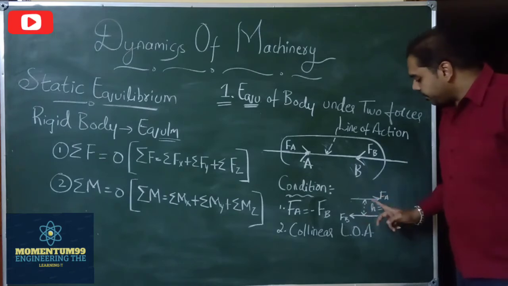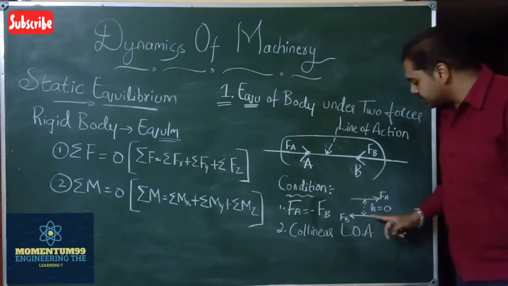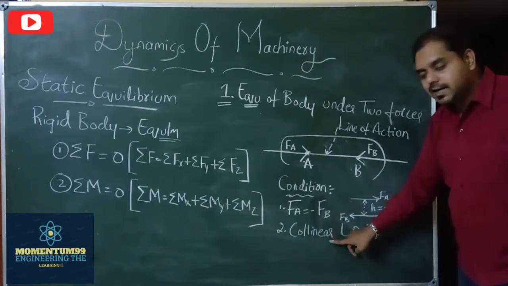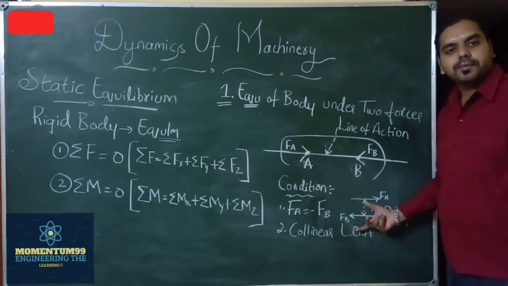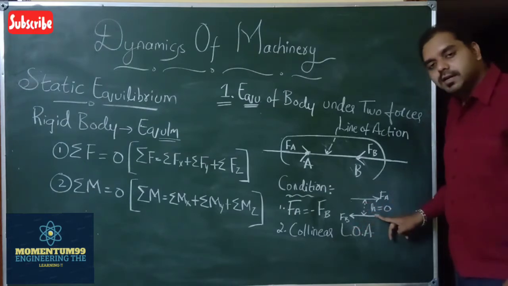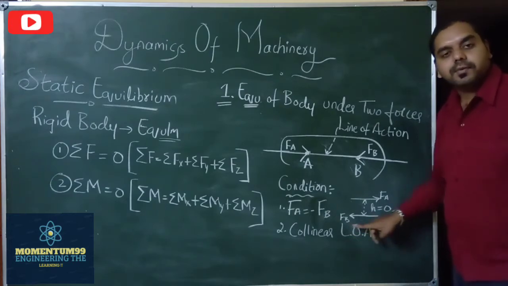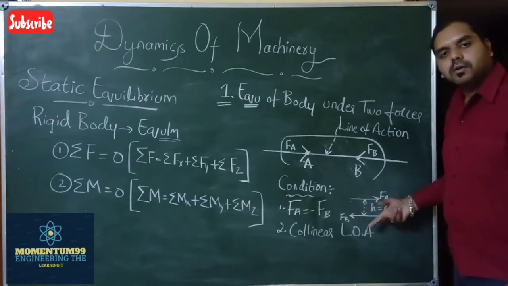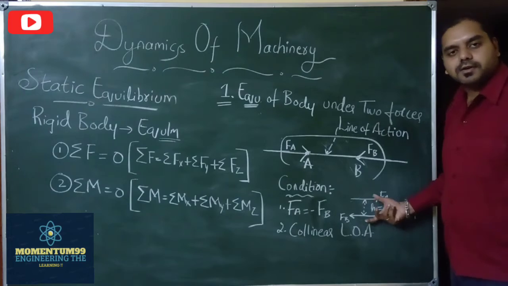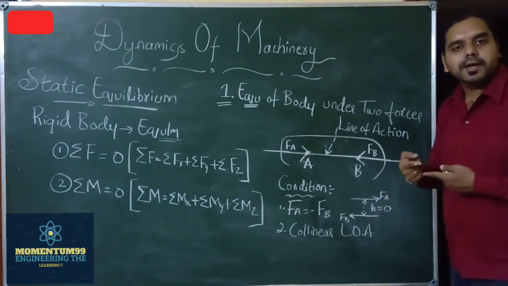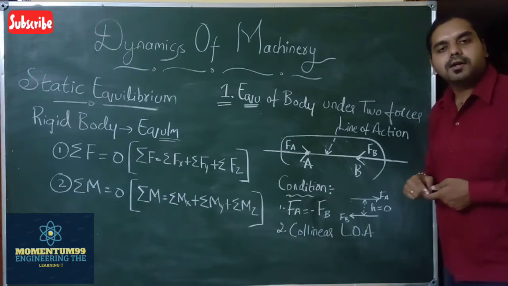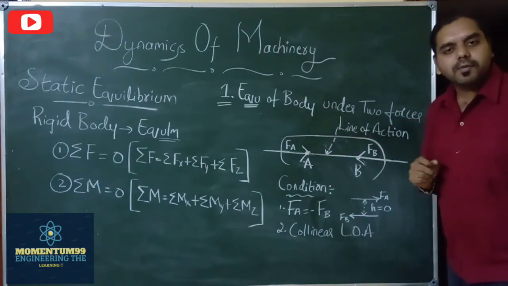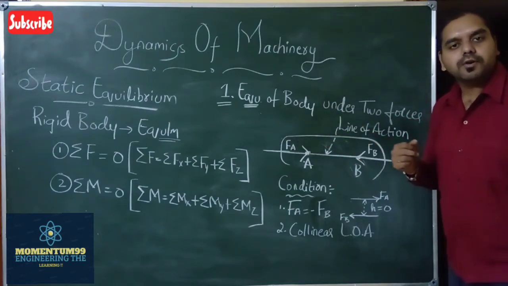Now let's assume that the lines of action of Fa and Fb are separated by a distance h. In order to satisfy this second condition, these two forces need to be collinear forces. So, what will be the value of h? Generally, in order to satisfy the second condition, we take the value of h equal to 0. When we make h equal to 0, the lines of action of the forces Fa and Fb come onto the same straight line, such that they become collinear forces. Now this is the static equilibrium of a body under the action of two forces. We will be moving on to the next one now.